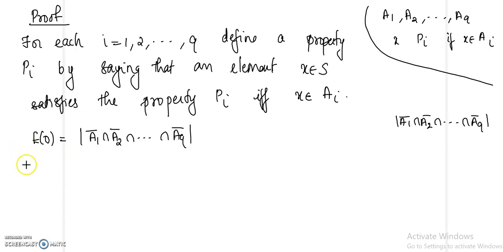Now E of 0 is equal to omega of 0 minus omega of 1 plus omega of 2 minus etc.